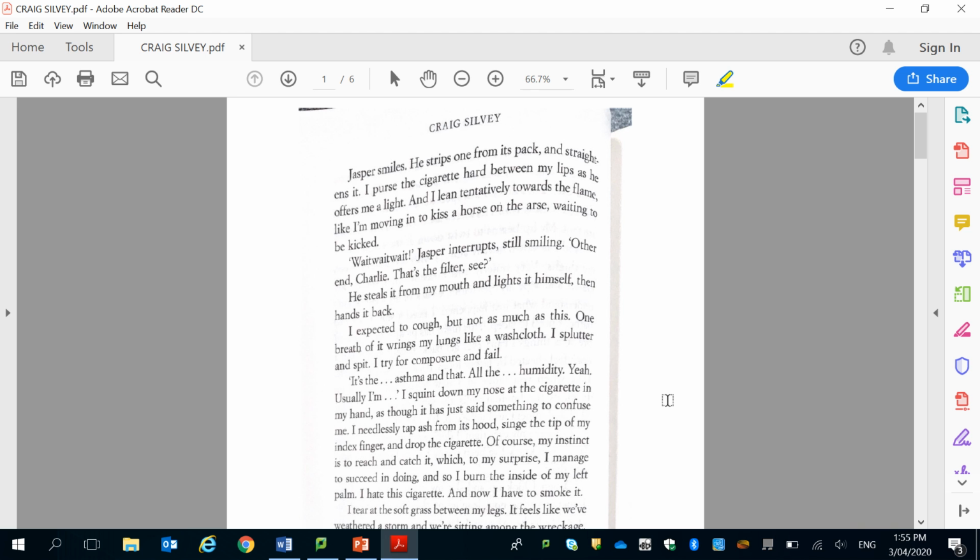I tear at the soft grass between my legs. It feels like the weather's dawn and we're sitting among the wreckage. We sit under that blanket of quiet for a long time. Jasper keeps pouring out his bottle. I don't know what to say. So unearthly quiet, I can hear the crackle of the paper when he inhales his smoke. The slight pucker of his lips. I let my cigarette burn out discreetly between my fingers. It feels like I'm dreaming this whole thing, I say.